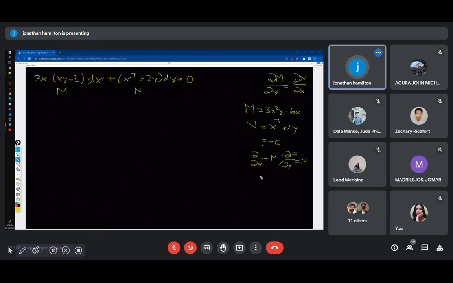So again, if we remember, we can solve exact equations by working on only one side of the equation. So for example, we'll try and use one side. Let's say, for example, we'll use the book to get this.